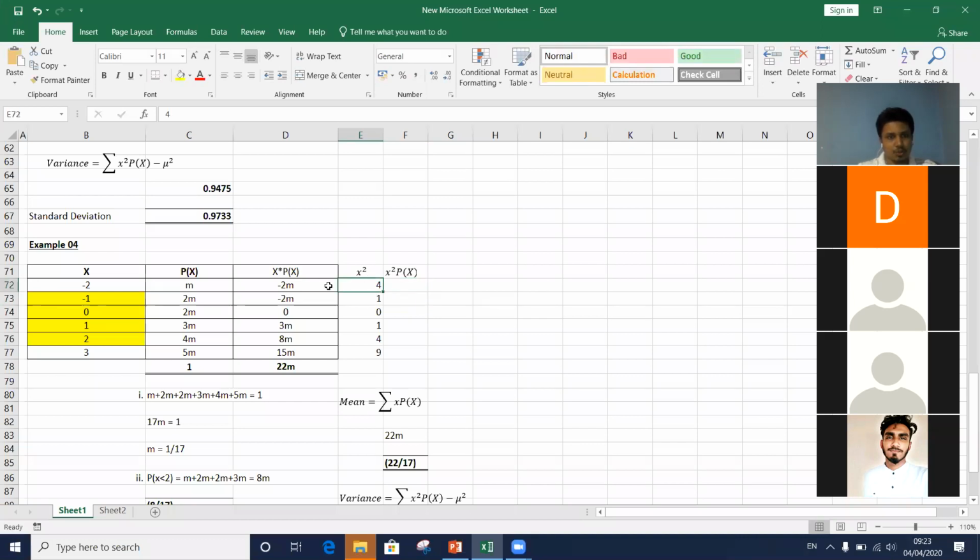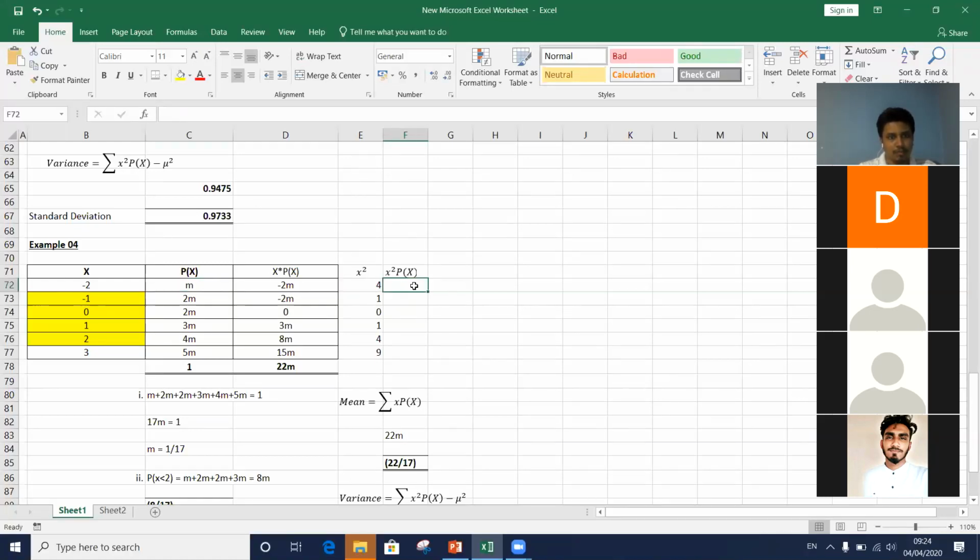4 into minus 2m. What should be the answer? Minus 8m, right? 1 into minus 2m. X squared into px. Sorry, x squared into px should not be minus 8.